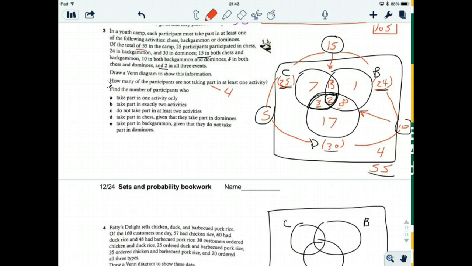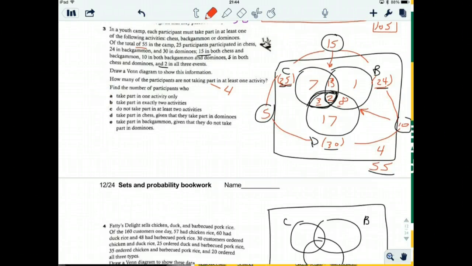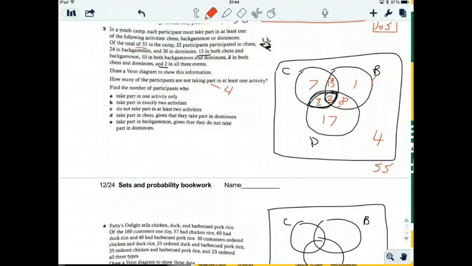I'm just going to erase some of these outer numbers so as not to confuse you. So how many people take part in one activity only? That would be 7, 1, and 17. Those people take part in just chess, backgammon, or dominoes, but not both or not all 3. So that would be 17 plus 7 plus 1. That would be 25.